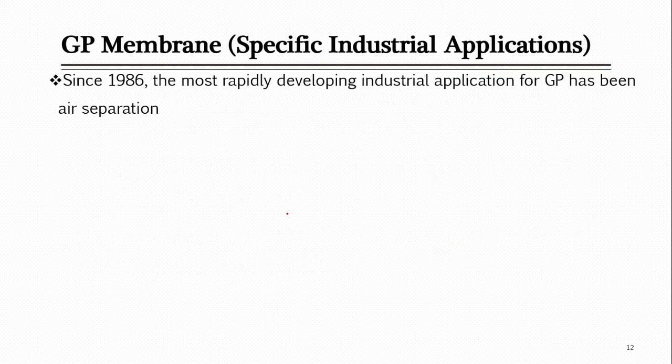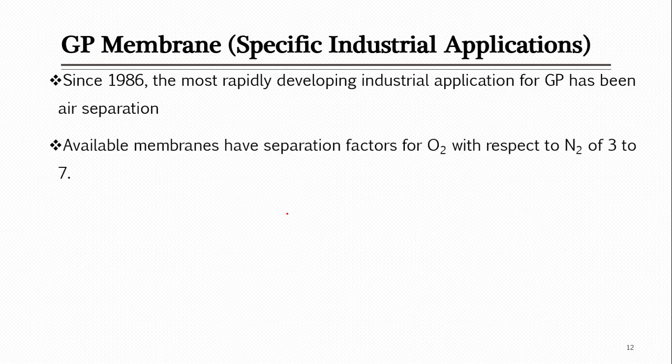Here are a few specific industrial applications which are discussed in your textbook. The most rapidly developing application of gas permeation started in 1986. Since that time they have been used widely in various applications. Available membranes have a separation factor for oxygen with nitrogen of 3 to 7. If you have to separate oxygen from nitrogen, the membrane can be used, and they can give you a separation factor of 3 to 7 based on the conditions.